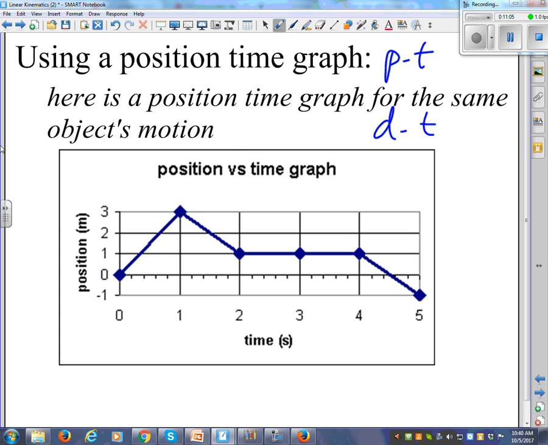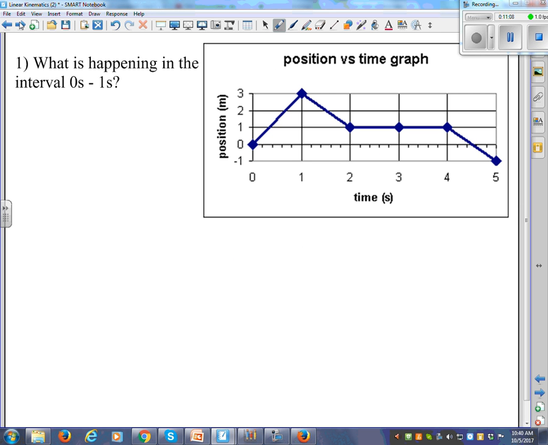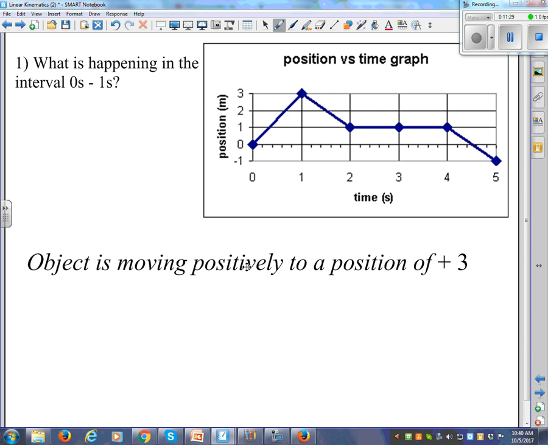Okay, so with your picture there, tell me what is happening in the interval 0 seconds to 1 second. What's happening from 0 to 1 second? It goes from 0 to 3, position 0 to position 3? Is that what's happening? Could you say that it's moving positively to a position of +3, or moving to the right? Do I have that here?